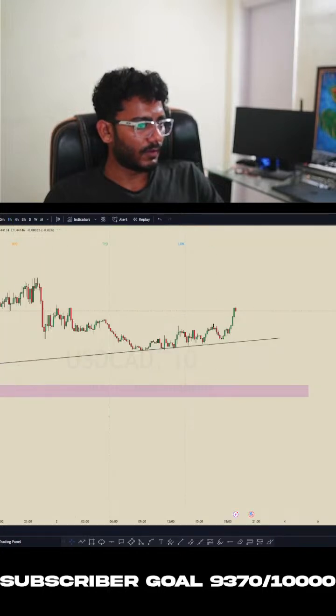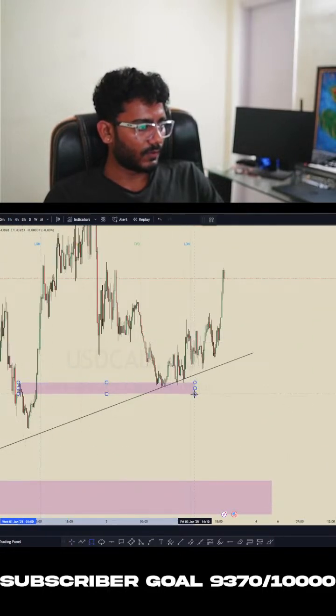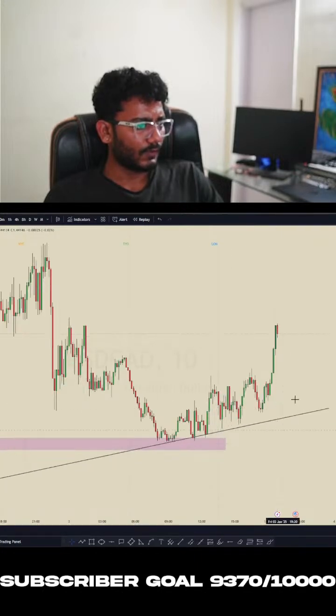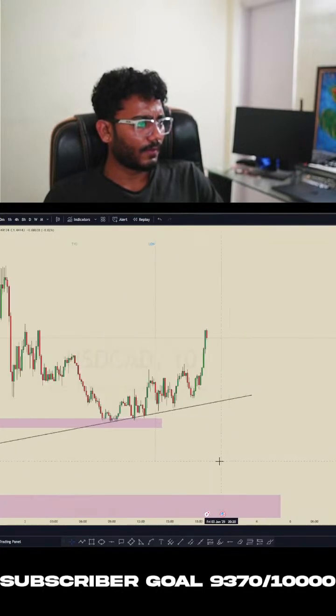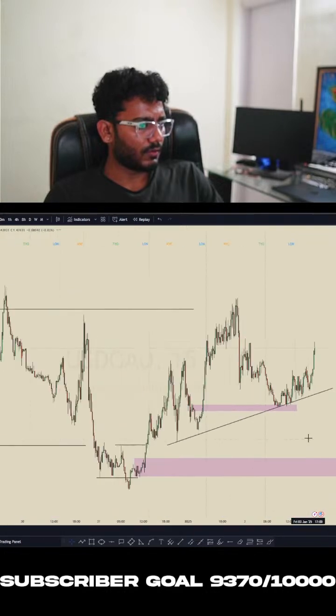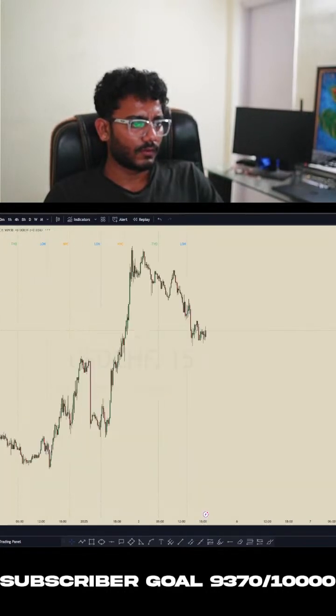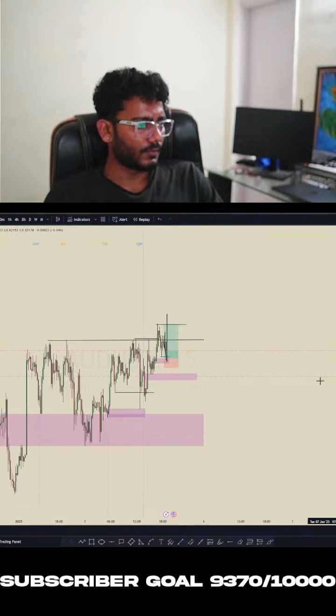Right now on 5 minutes we can see price has reacted from this breaker block and it's going to the upside. It will sweep this next high, I guess. So there's nothing here.